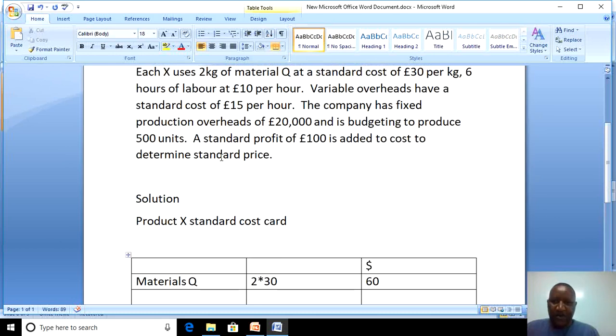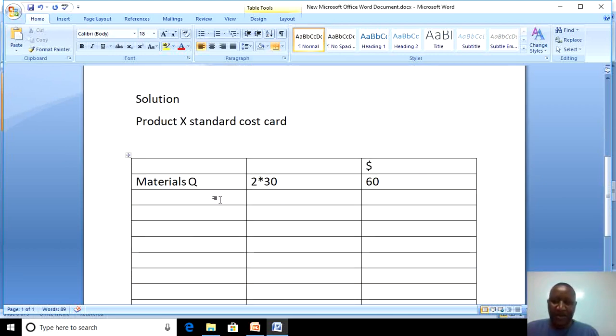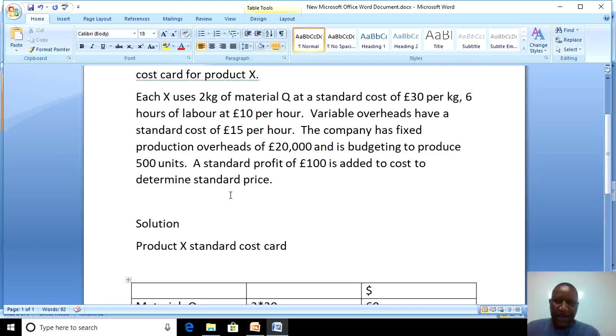What else do we require for this material? We are told that 6 hours of labor is required at 10 per hour. So in terms of labor, we require 6 hours, and labor is paid at 10 per hour, so that will give us 60.